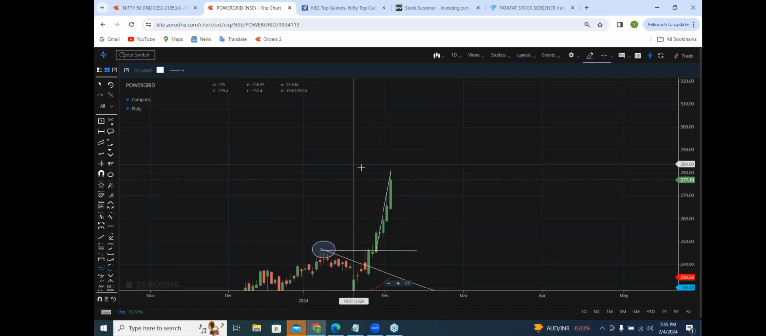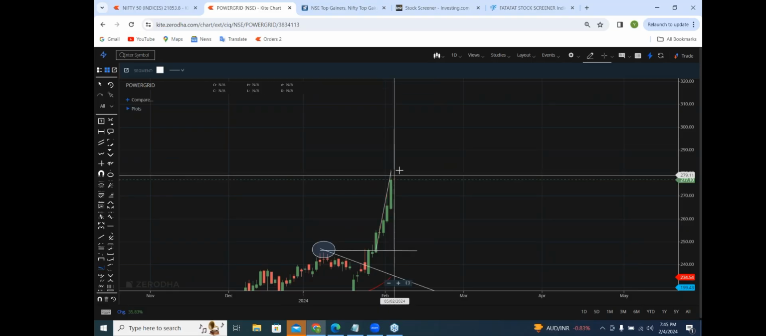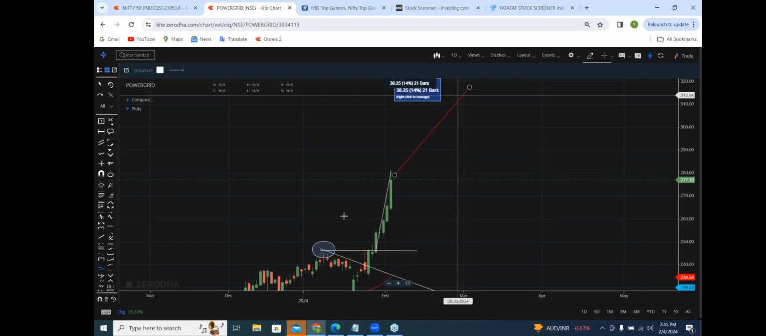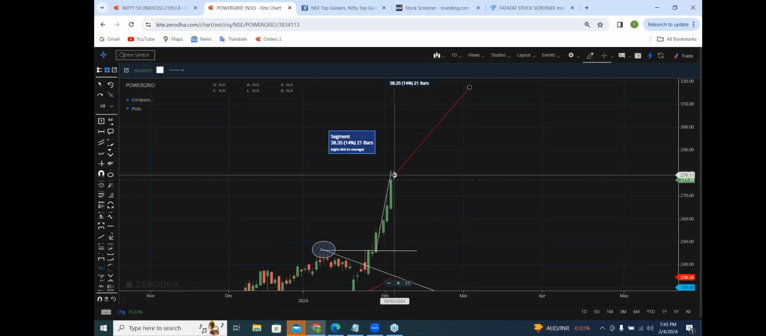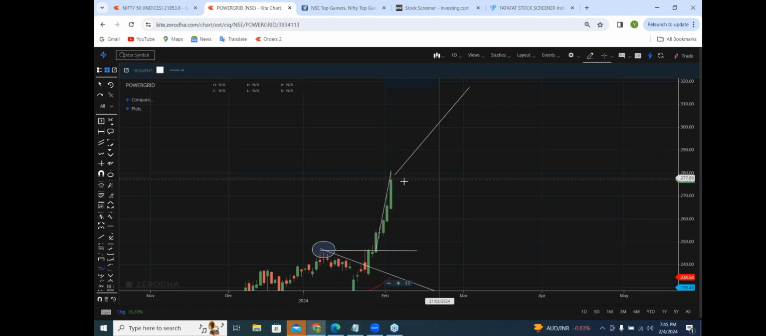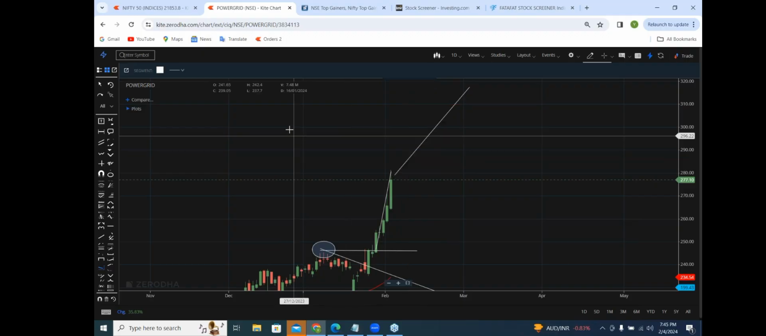See, Power Grid is part of Nifty 50. This stock is part of Nifty 50. If Nifty 50 is going up, there is a high probability that this will go up for sure. Though we cannot do swing investment in Nifty 50.